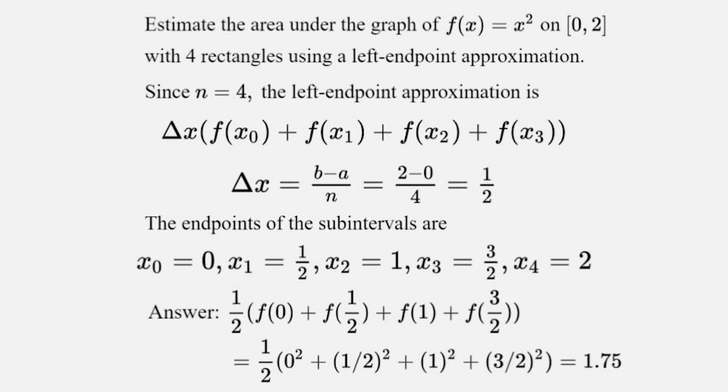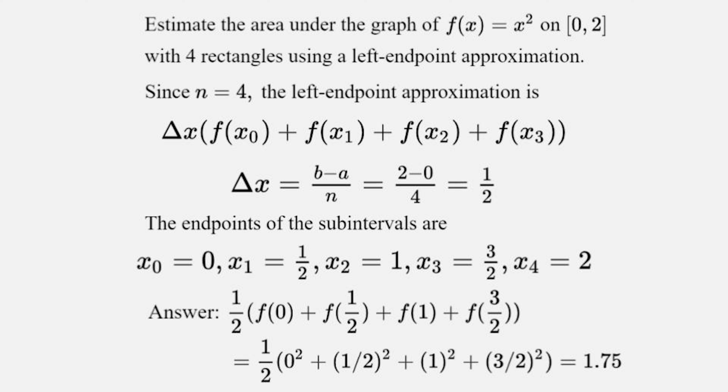But it's not really an answer until we evaluate the function at each of those points. Since the function is x squared, f of 0 is 0 squared, f of 1/2 is 1/2 squared, f of 1 is 1 squared, and f of 3/2 is 3/2 squared. The reason that we're squaring these is because the function is x squared. If it's a different function and you square the numbers anyway, then your answer is going to be wrong. You should be doing whatever the function is defined to do. And if you simplify all of that, you'll get an answer of 1.75.